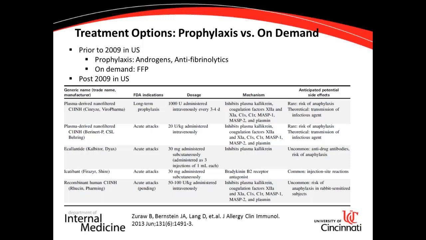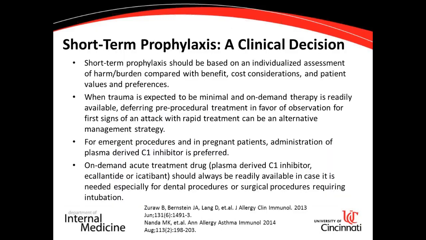There's a company that makes C1 esterase replacement for acute attacks. Again, highly purified. It's administered as a dose based on weight, 20 units per kilogram, and again is very effective in preventing attacks. Ecallantide, which is Kalbitor, is a kallikrein inhibitor, also an on-demand therapy. Icatibant, which is a bradykinin 2 receptor blocker, is also on-demand therapy. And there's also recombinant human C1 esterase inhibitor, which is derived from rabbit breast milk, and this again also is effective for treating acute attacks.